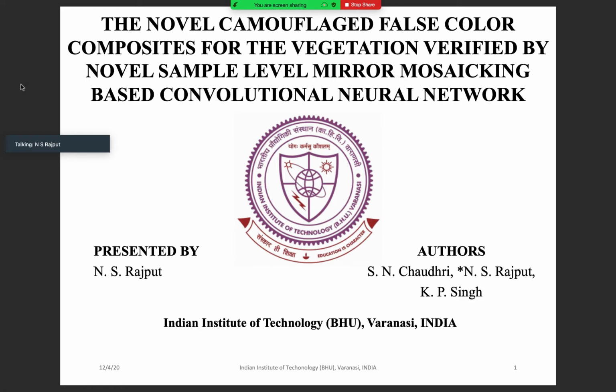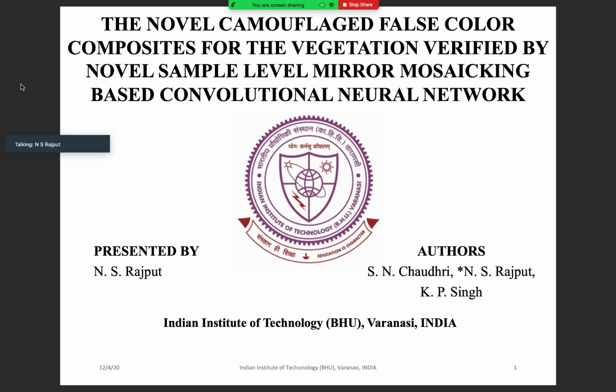Our work is on a novel camouflaged false color composite for identification of the vegetation. Interestingly, this work has been verified by using another novel sample level mirror mosaicking, and we have used this mirror mosaicked data on convolutional neural networks. So, in effect, this paper has three different components. One is false color composite. We have proposed a new set of false color composite, which is more effective in identifying three different types of objects: soil, vegetation, as well as road.